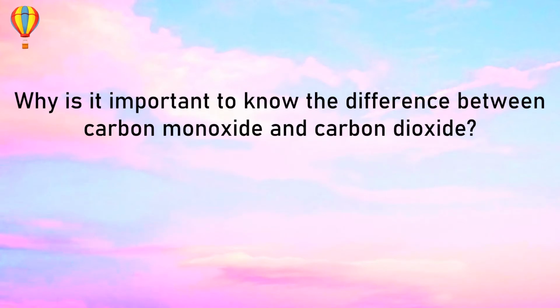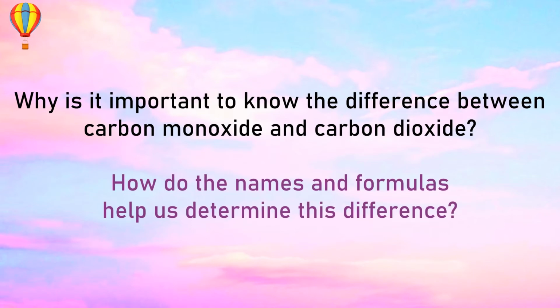Why is it important to know the difference between carbon monoxide and carbon dioxide? How do the names and formulas help us determine this difference? Because these two gases have different properties. And to name a few, one is poisonous and plants need the other for food making or photosynthesis. The prefixes in the name as well as a subscript in the formula indicate the number of each type of atom.